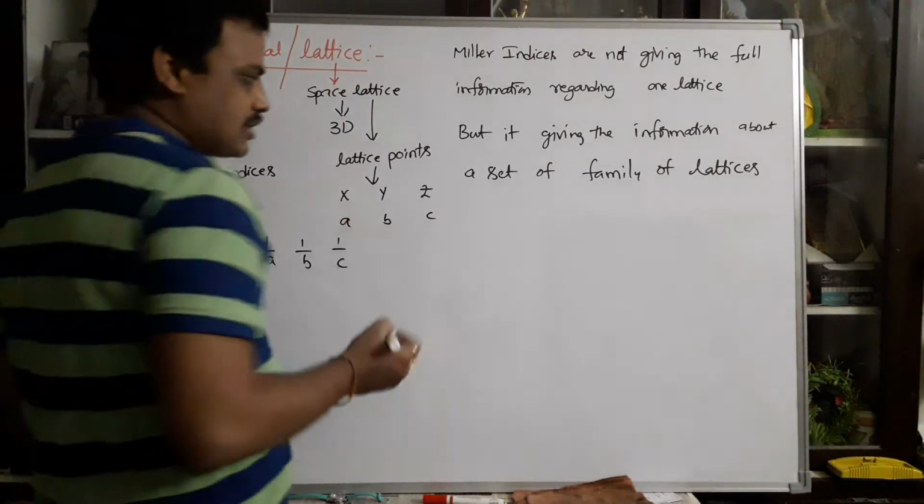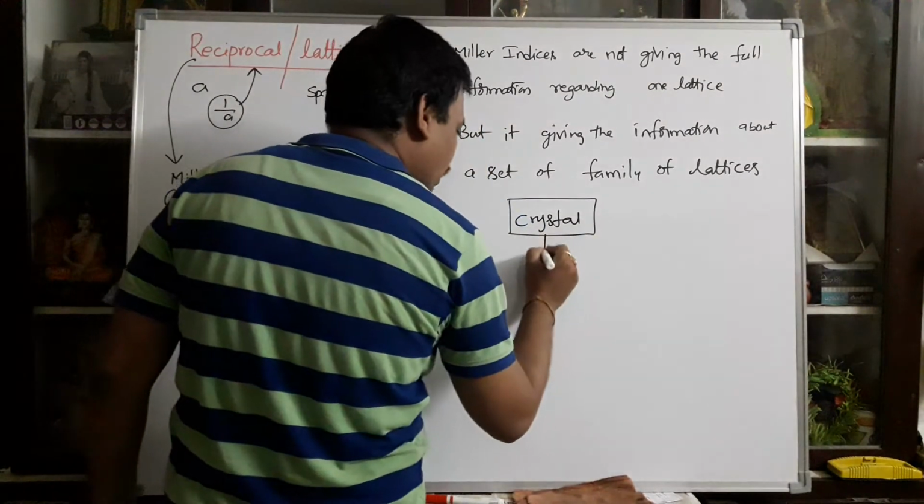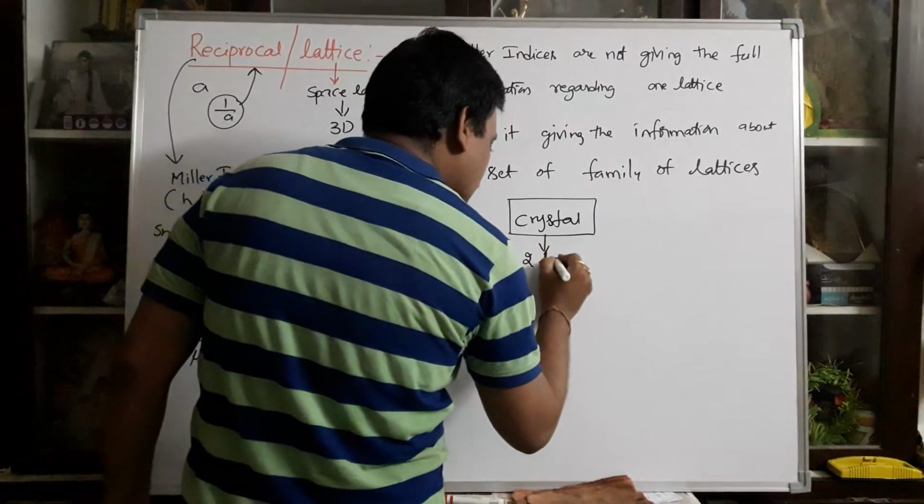According to our crystal structure, every crystal consists of two lattices.